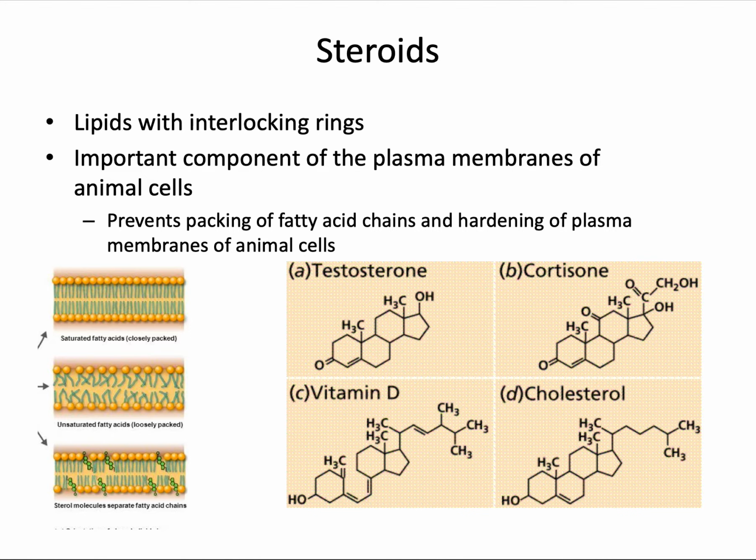Then you have steroids. Steroids are made up of fused rings of lipids. So steroids typically have 4 fused rings, 1, 2, 3, 4, that are fused together. It's an important component of the plasma membranes of animals, especially cholesterol. It prevents the packing of fatty acid chains and the hardening of the membrane.